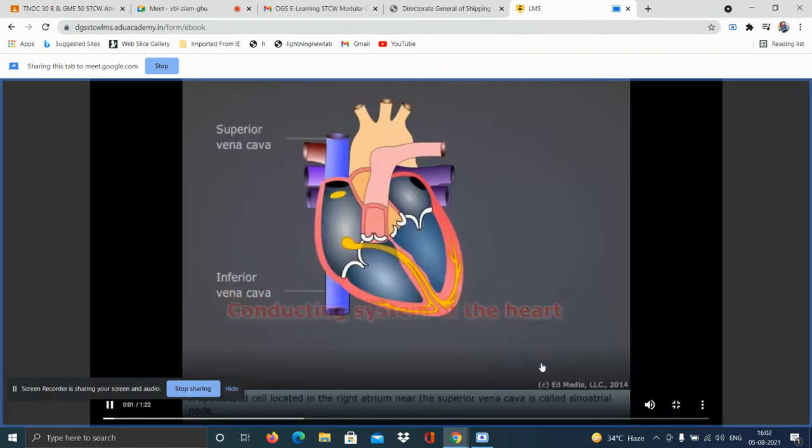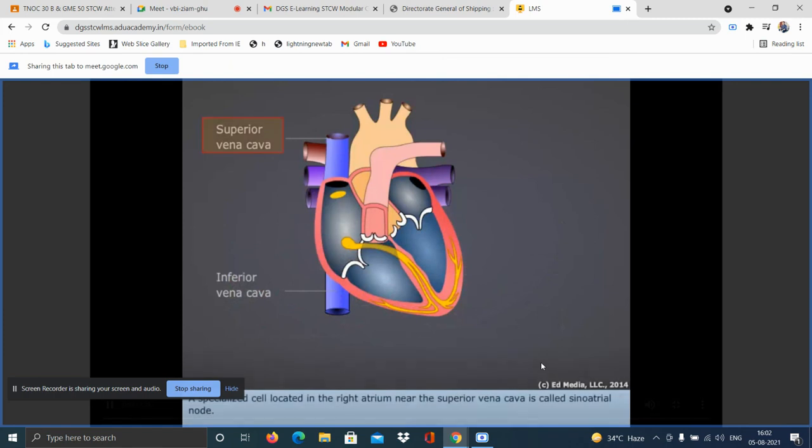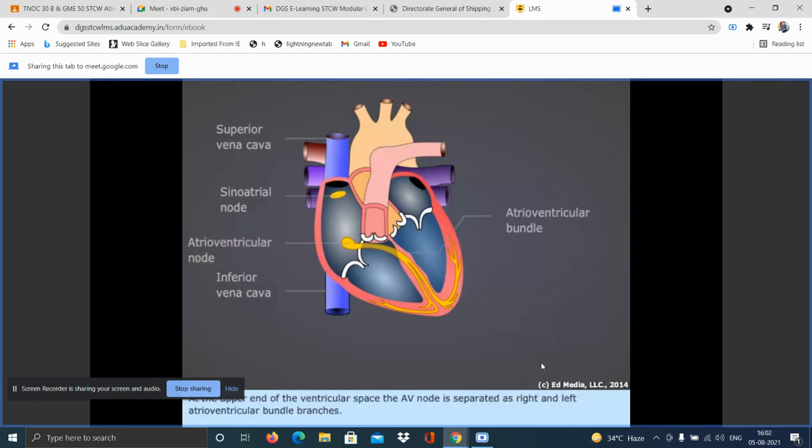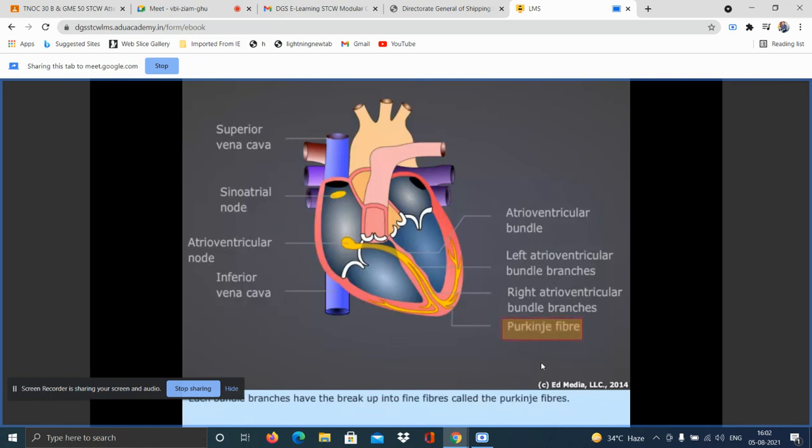A specialized cell located in the right atrium near the superior vena cava is called the sinoatrial node. A small mass of tissue situated in the wall of the atrial septum is called the atrioventricular node. At the upper end of the ventricular septum, the AV node separates into right and left atrioventricular bundle branches. Each bundle branch breaks up into fine fibers called the Purkinje fibers.